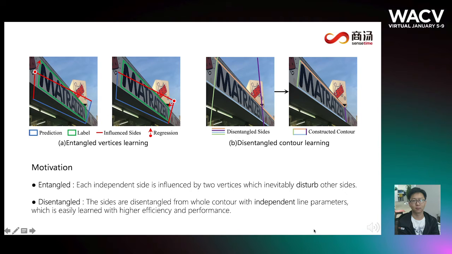In this paper, we propose the Disentangled Control Learning Network, DCLNet, to focus on clear regression of each individual side, disentangled from the whole quadrilateral contour. The sides are disentangled from the whole contour with independent line parameters in polar coordinates, which is easily learned with higher efficiency and performance.